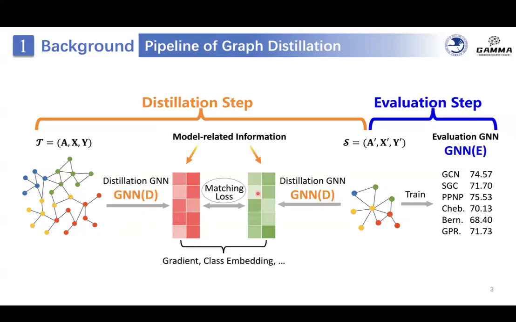So a series of works has been proposed to approximate the process. Specifically, the large real graph and the synthetic graph are both fed into the same distillation GNN to get the model-related information. And then the synthetic graph is optimized by minimizing the discrepancy.